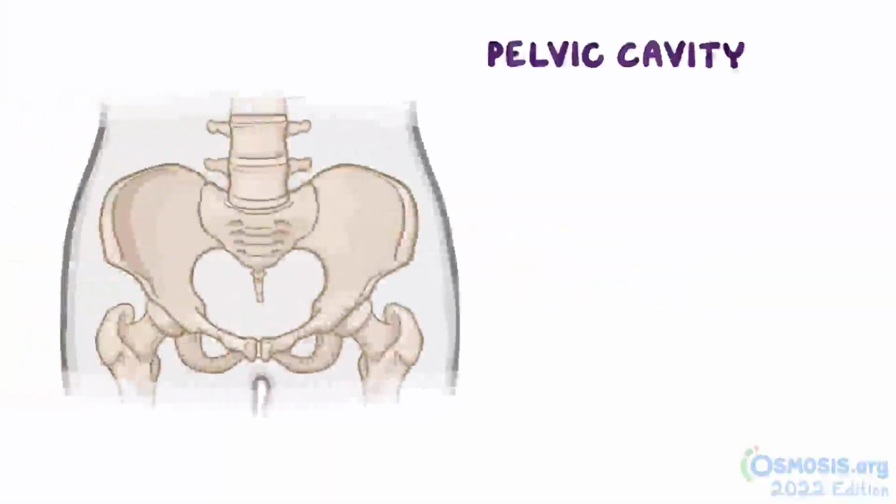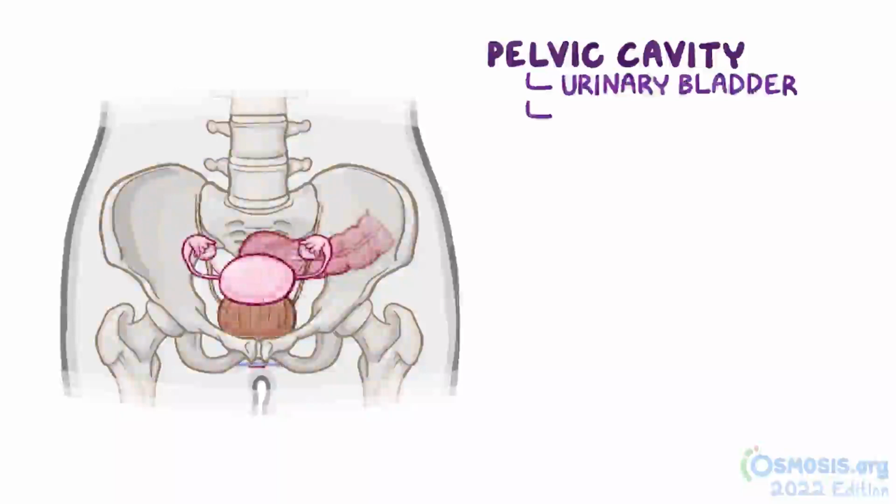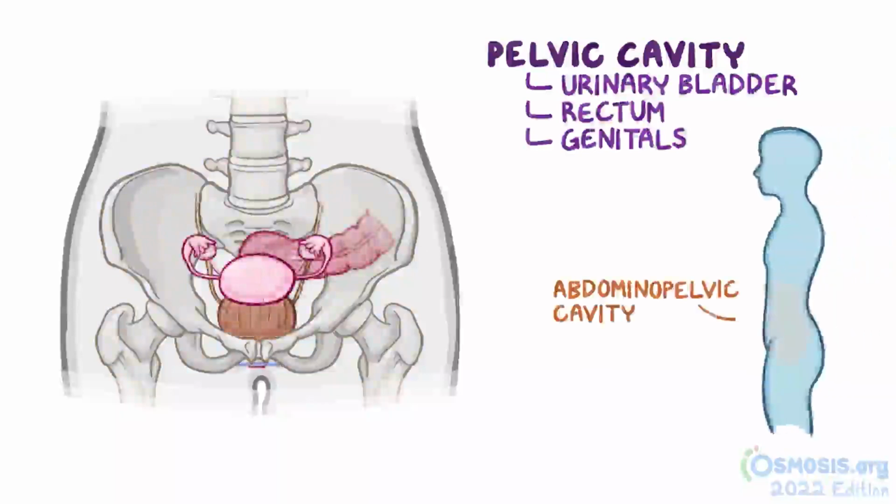The pelvic cavity is a funnel-shaped space surrounded by pelvic bones, and it contains organs, such as the urinary bladder, rectum, and pelvic genitals, to name a few. The pelvic cavity and the abdominal cavity together form the larger abdominopelvic cavity.